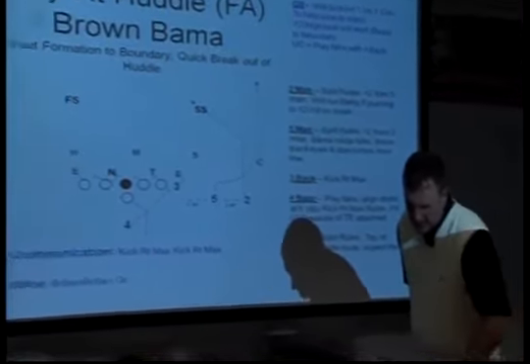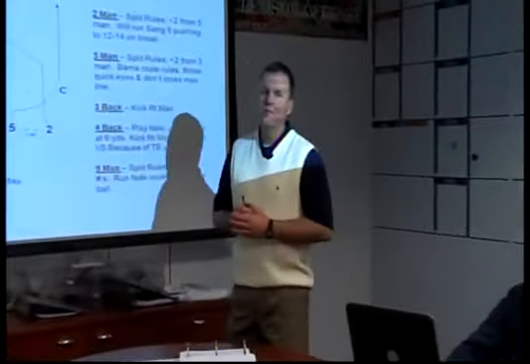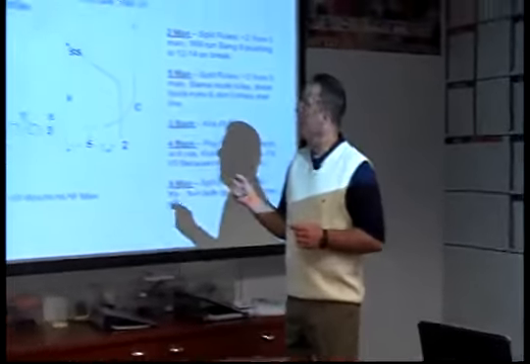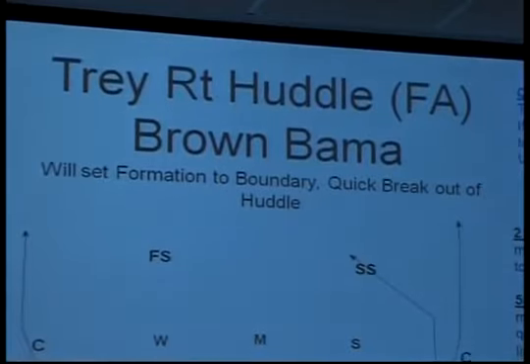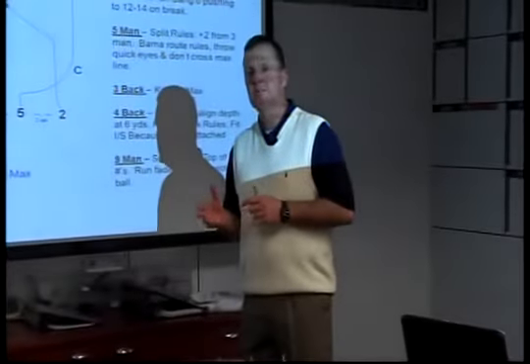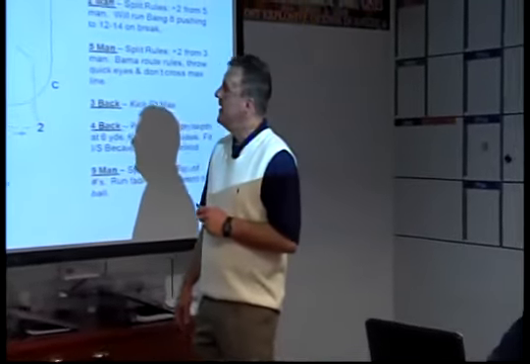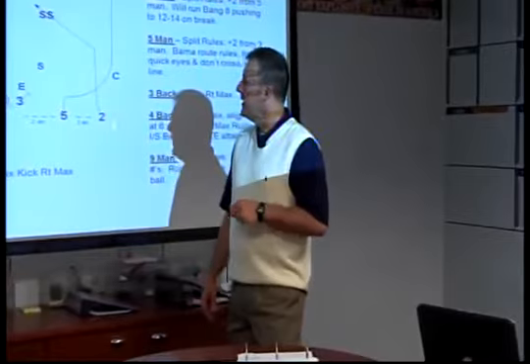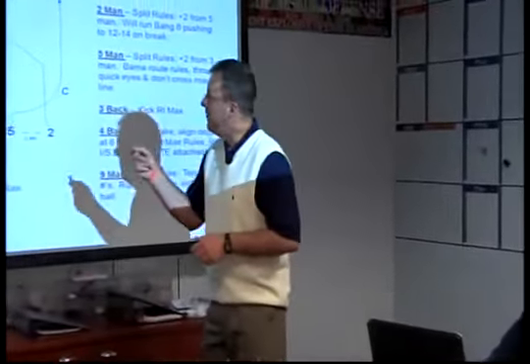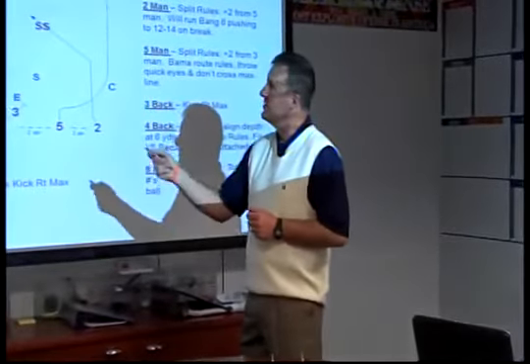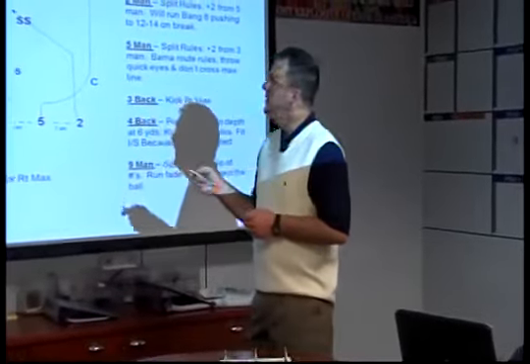All right, we talk about our last thing for the day, our special or our fire alarm for the day. We call our tray huddle. Again, tray huddle is nothing more than a personnel package, much like Money One Huddle was in day one. Tray huddle is a personnel package. Okay, it's also the alignment. Tray huddle, Brown Bama. Okay, again, the ball will be run off the right hash. We're going to set the formation to the boundary. It's a quick break out of the huddle. Again, just like Money One.